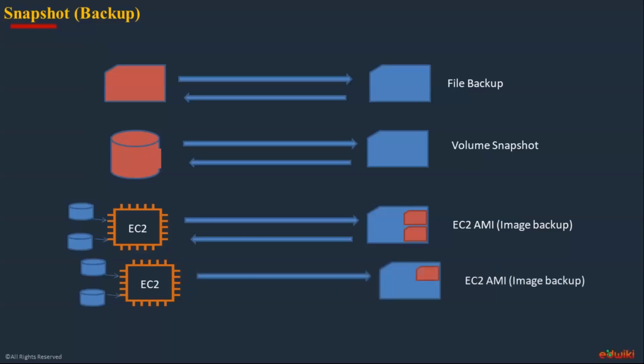Whenever you are creating the AMI copy, it is possible for you to decide: do you need to include the snapshot of all the volumes or only the root volume?